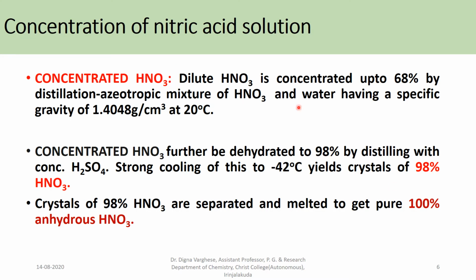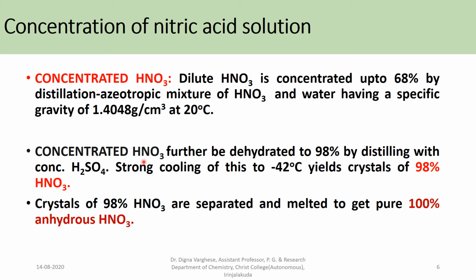Concentration of the nitric acid solution. Concentrated nitric acid. The dilute nitric acid is concentrated up to 68% by distillation of an azeotropic mixture of nitric acid and water having a specific gravity of 1.4048 gram per centimeter cube at 20 degrees Celsius.